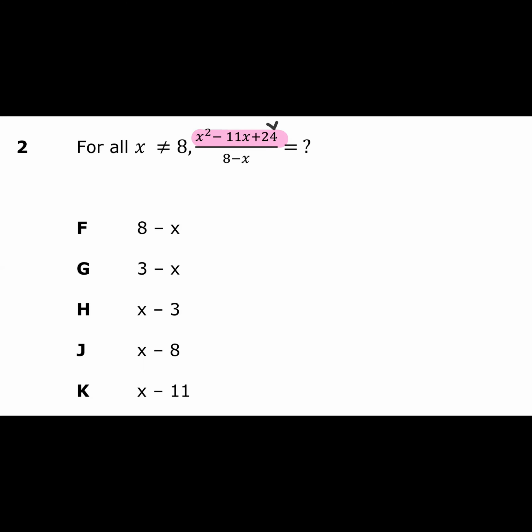So I'm going to factor first to see if there's anything I can cancel out. So I'm looking for two numbers that multiply to give me 24, but when I add them I get negative 11, and that is a negative 3 and a negative 8. Because a negative 3 times a negative 8 gives me a positive 24. But when I add negative 3 and negative 8, I get negative 11.